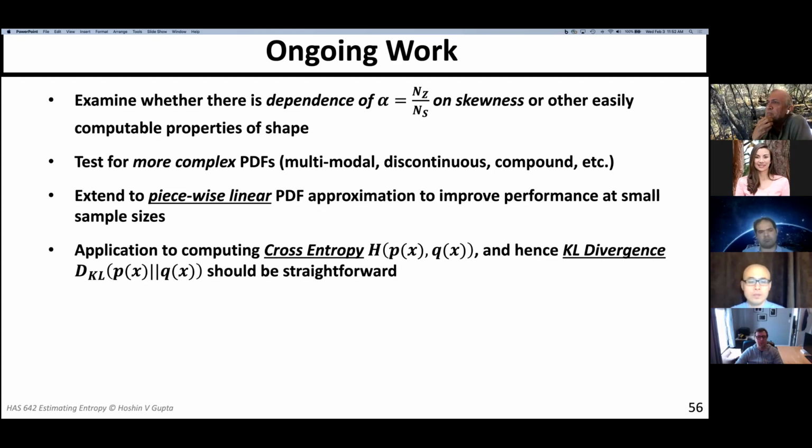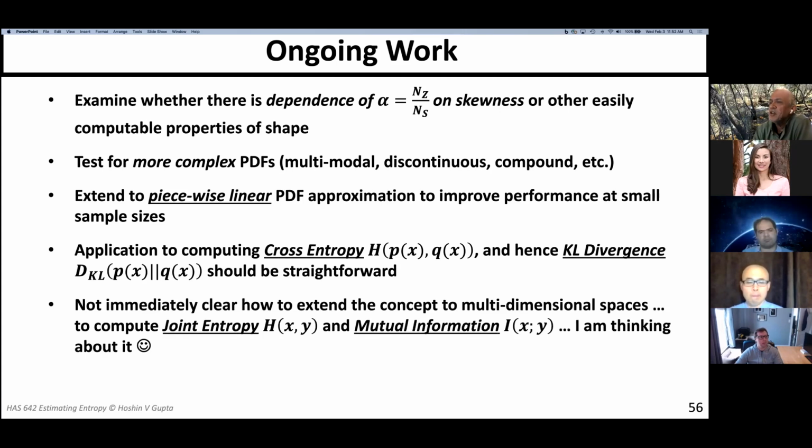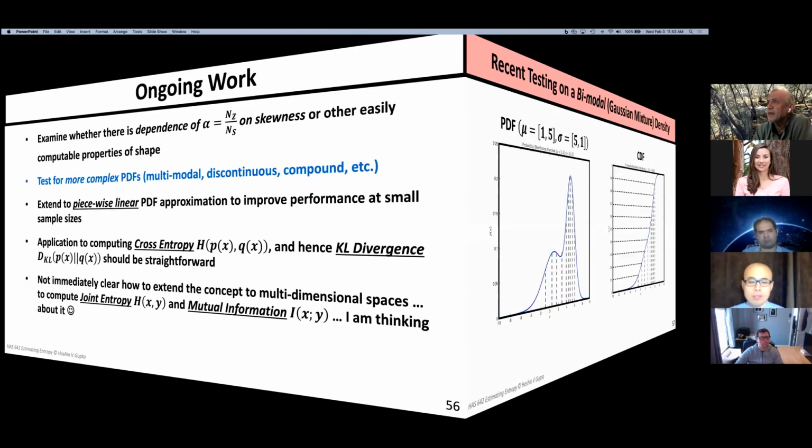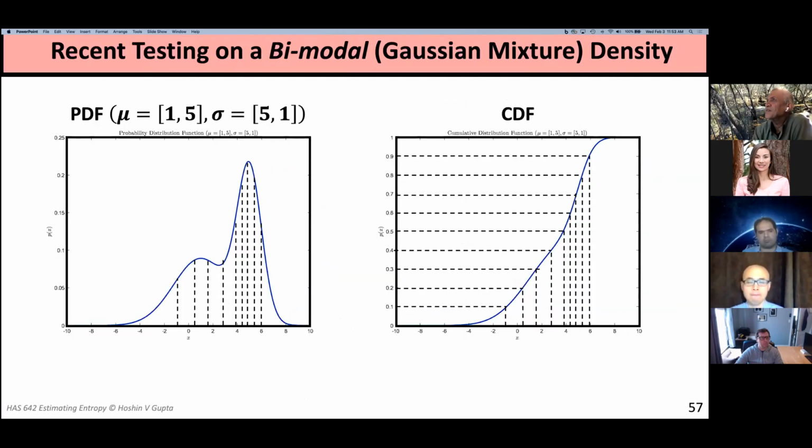In principle, because this is a one-dimensional problem, we should be able to extend this to estimate cross entropy and KL divergence in a fairly straightforward manner. It's not immediately clear how to extend this to multidimensional spaces, but if we could crack the problem of estimating two-dimensional mutual information, that would be really, really useful. So I'm thinking about that. And thanks for the question, Gray.